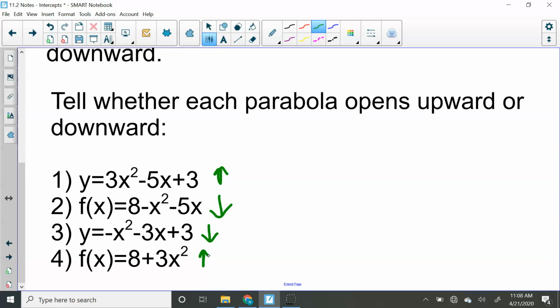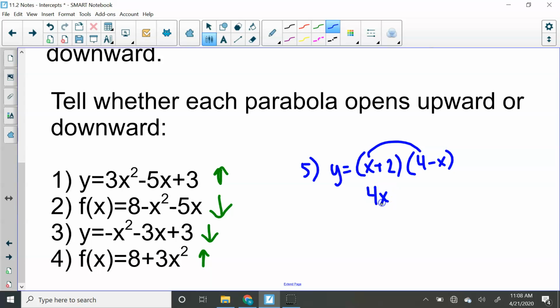I didn't put any right here, but you might see some that look like this. Let's make an example 5. You could see one like this, y equals x plus 2 times 4 minus x. Now, you can't tell whether this opens upward or downward like it is. So what you would have to do is distribute. So you'd get 4x minus x squared plus 8 minus 2x. And so now you can tell that you've got a negative right there in front of your x squared. So this would be one that opens downward.